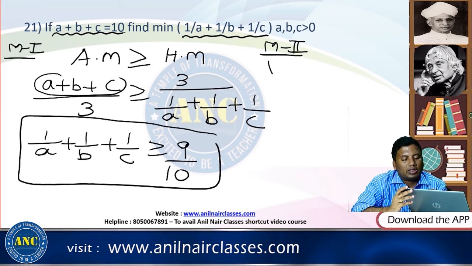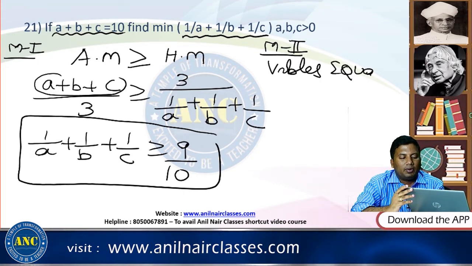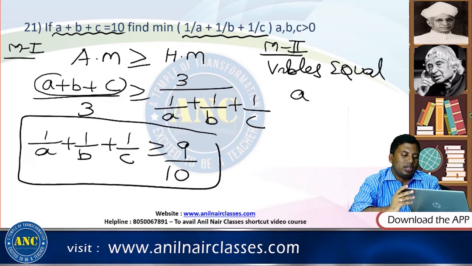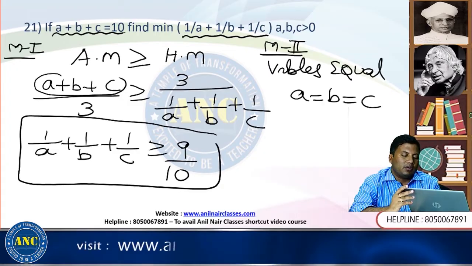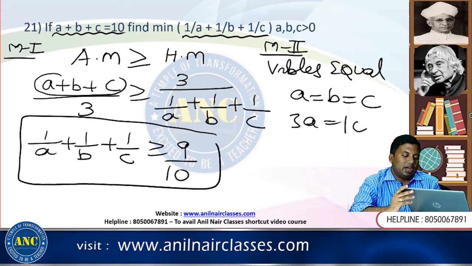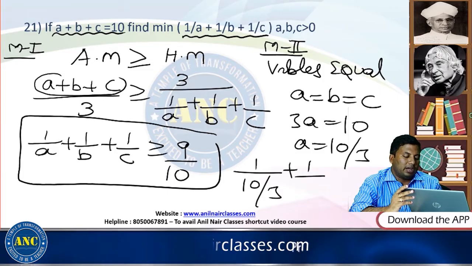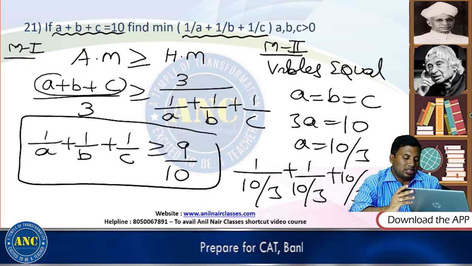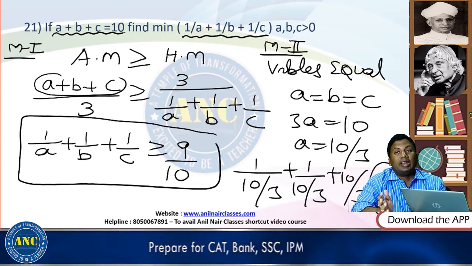Method 2: make variables equal. So what you can do is A equivalent to B equivalent to C. 3A equivalent to 10, A equivalent to 10 by 3. 1 by 10 by 3 plus 1 by 10 by 3 plus 1 by 10 by 3. Answer is 9 by 10. I hope the idea is clear.